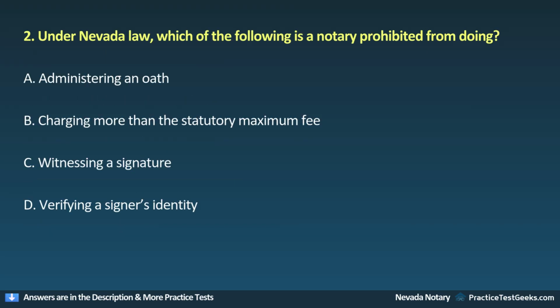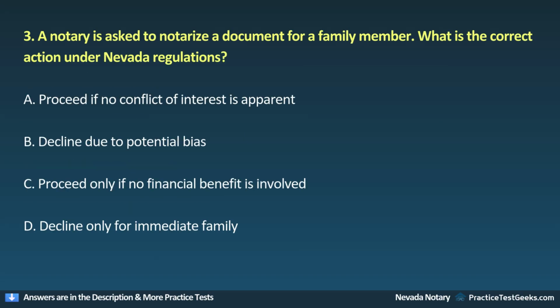2. Under Nevada law, which of the following is a notary prohibited from doing? A. Administering an oath. B. Charging more than the statutory maximum fee. C. Witnessing a signature. D. Verifying a signer's identity.